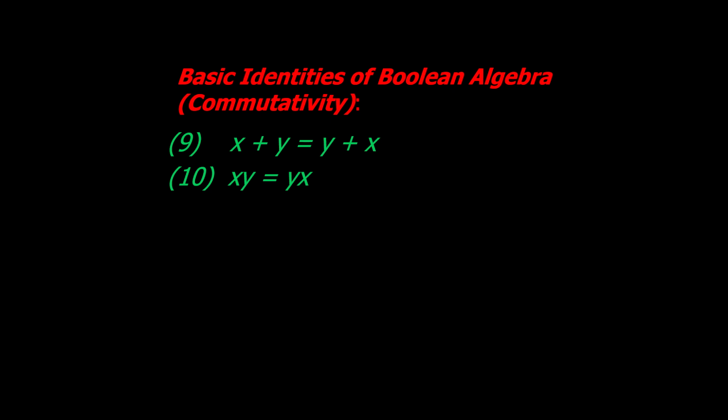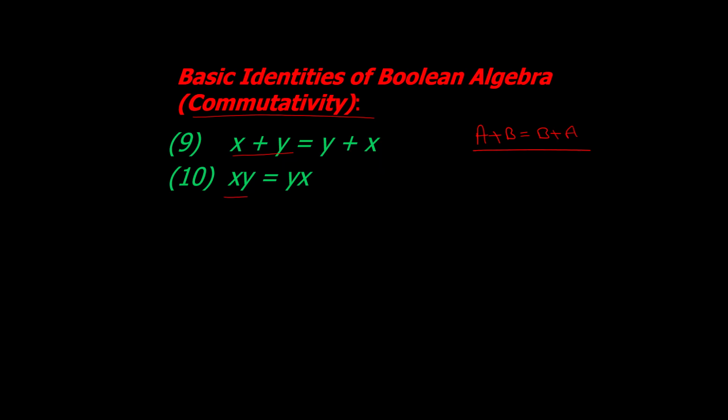Now another, this is basically commutativity, that's the commutative property of Boolean algebra. If you have two Boolean terms, x and y, and you add x plus y, that would be equal to y plus x. Similarly, a plus b can be written as b plus a. That would give you the same result.